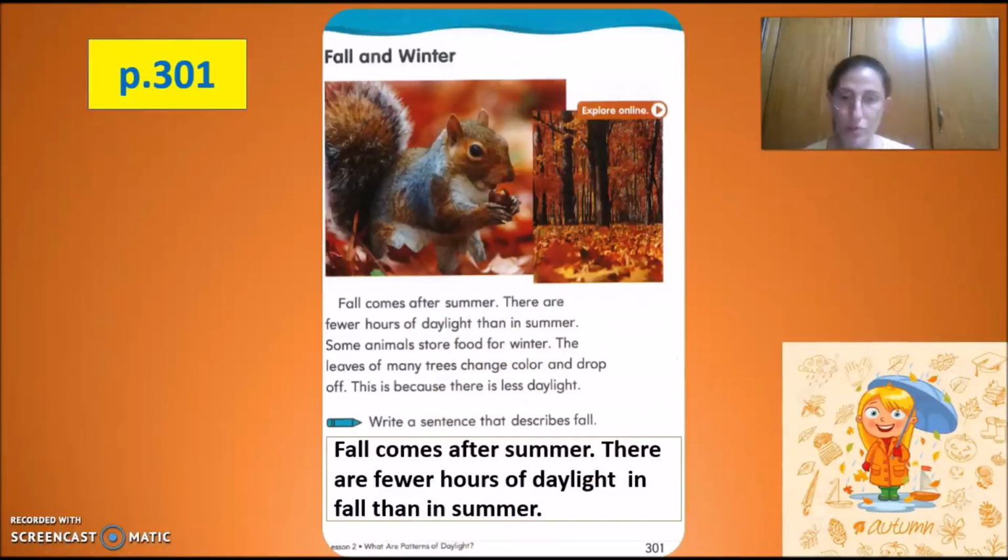So you stop the video, you pause it, and you copy this paragraph neatly and properly on your exercise books on page 301. So fall comes after summer. There are fewer hours of daylight in fall than in summer. Clear? So far so good.